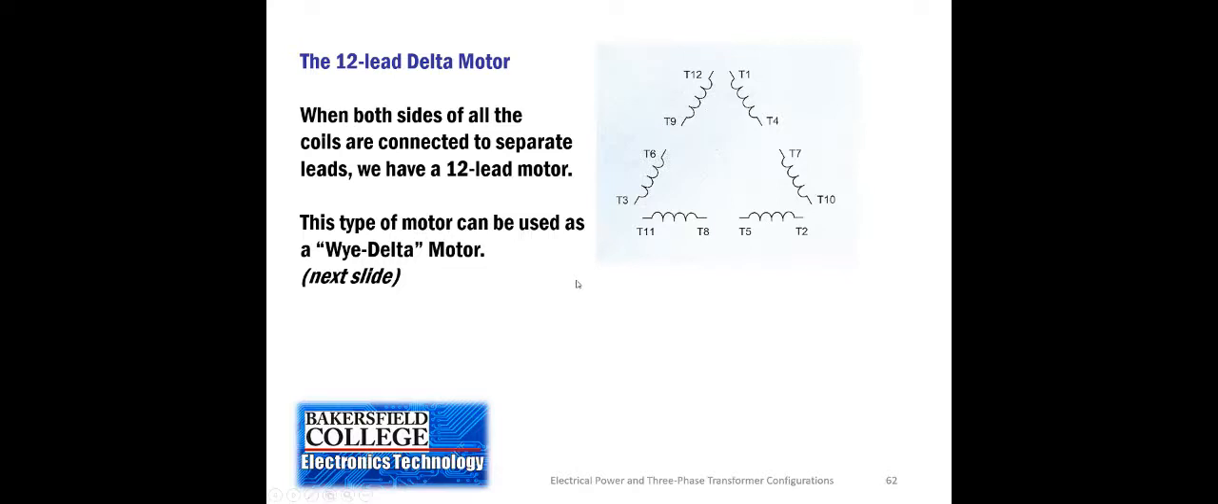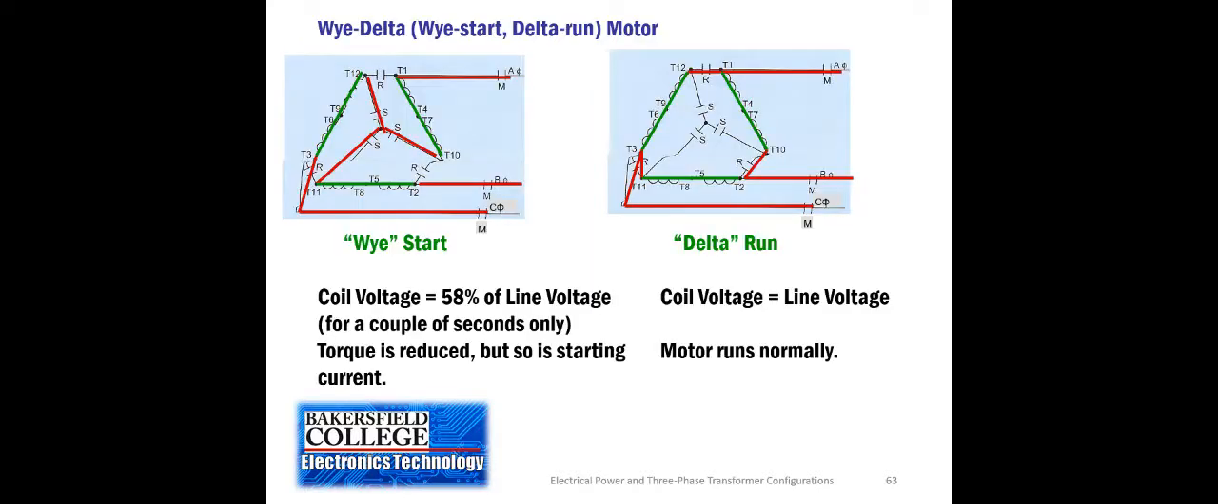This is the 12-lead motor that I was talking about. It allows you to do the Y delta starter on either a lower voltage or a higher voltage. So in the Y start, we connect everything up so that our motor coils are connected in a Y. Once it's gotten up to speed, then we turn it into a delta configuration. Now again, you'll notice that the coils are in series. So that's using the motor on the higher voltage operation rather than the lower voltage operation.